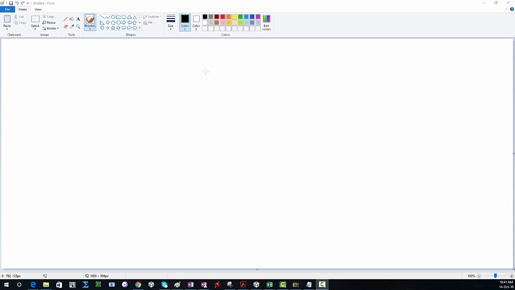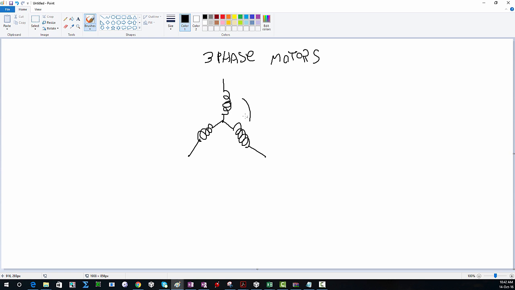Hi. Okay, if you ask me about the theory of three-phase motor, so let's talk a little about it. Three-phase motors are actually built from three coils that are connected in the way that I'm painting it now. I'm painting it like this because there is exactly 120 degrees between each of the coils.